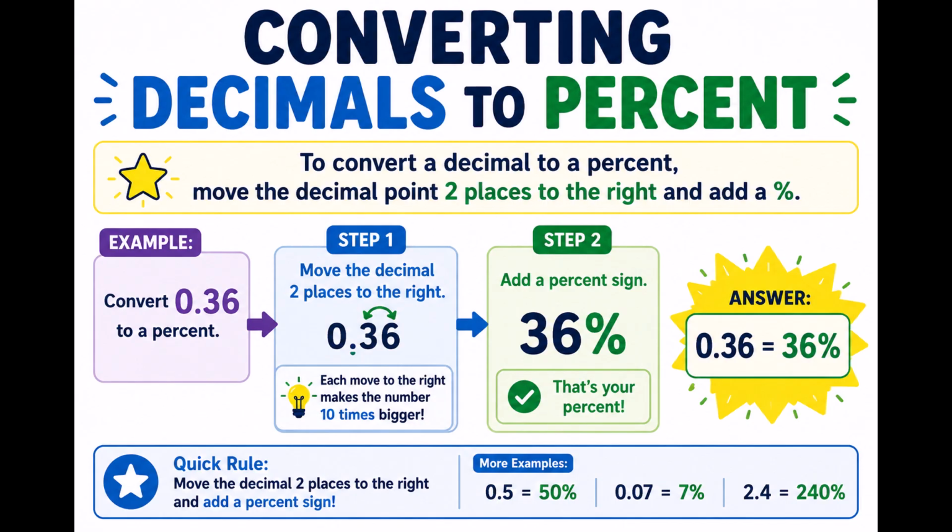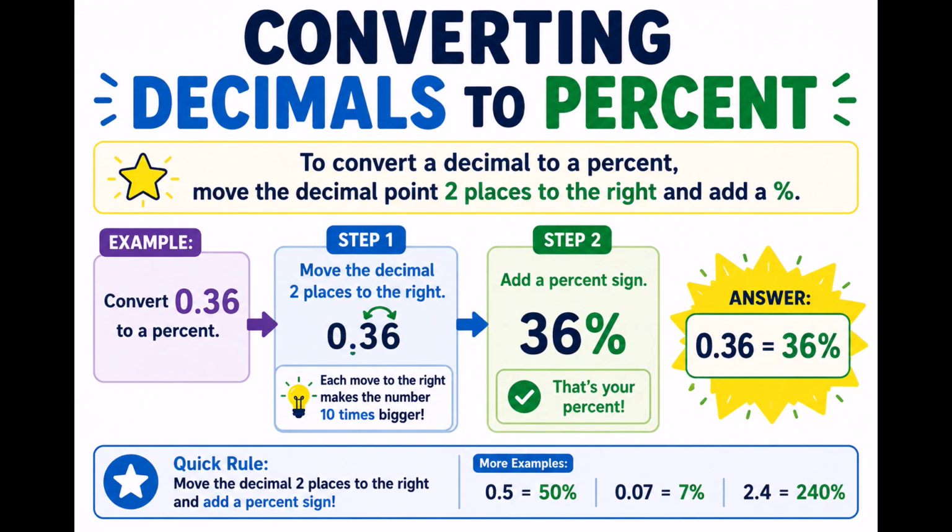Every time you move the decimal 1 place to the right, the number becomes 10 times larger. Moving it 2 places to the right makes it 100 times larger. So for example, 0.36 now becomes just 36. Step 2, add the percent sign to that 36. So now the answer in percent is 36%.